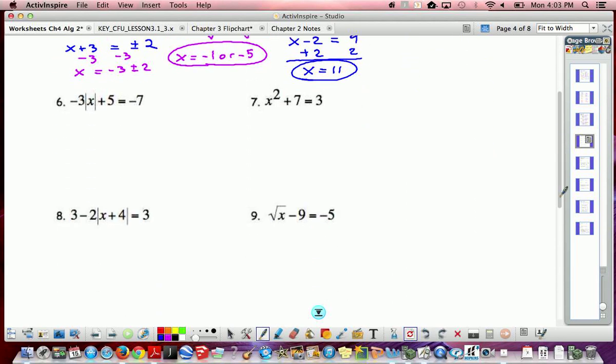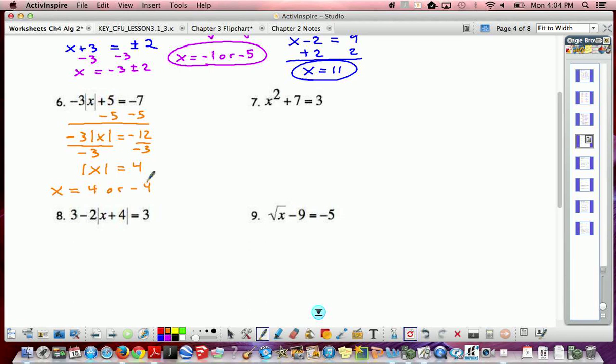Number 6, −3|x| + 5 = −7. Okay, so the first thing I'm going to do is subtract 5 from both sides. So −3|x| = −12. And I'm going to divide both sides by −3. So |x| = 4. Well, x represents the distance from 0 on a number line, and it is 4 units away. So x could equal 4, or it could equal −4.